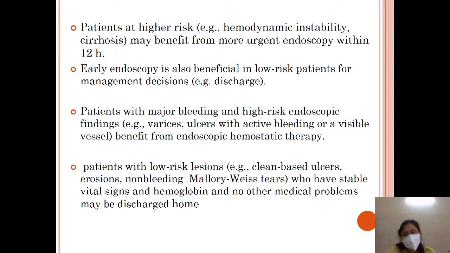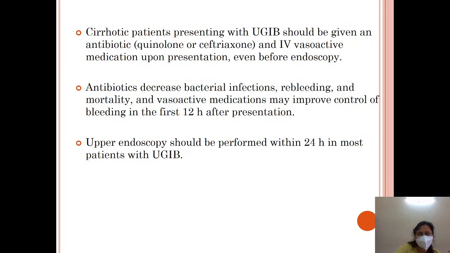Patients at higher risk, that is those who have hemodynamic instability and cirrhosis, may benefit from more urgent endoscopy within 12 hours. Early endoscopy is also beneficial in low risk patients for management decisions like discharge. And patients with major bleeding and high risk endoscopic findings, that is varices and ulcers with active bleeding, visibly benefit from endoscopic hemostatic therapy. Patients with low risk lesions like clean-based ulcers and erosions, non-bleeding Mallory-Weiss tears, who have stable vital signs and hemoglobin and no other medical problems may be discharged home.